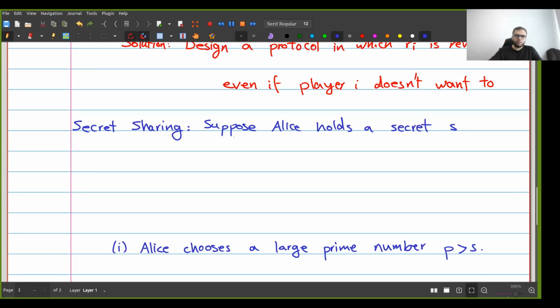So let's get back to the problem and actually define the problem. Suppose that Alice holds a secret S, and let's say that she has n friends. Let's call them F1, F2 to Fn. Now, here's the goal. I want to give each one of my friends a share of my secrets. Okay? And I want to make sure that if enough of my friends come together, they can reconstruct the secret, but otherwise they can't. Okay?